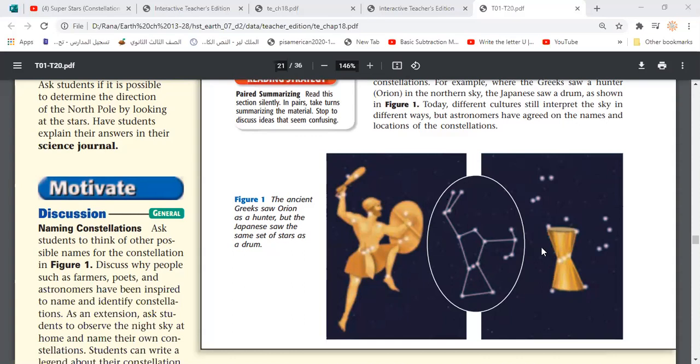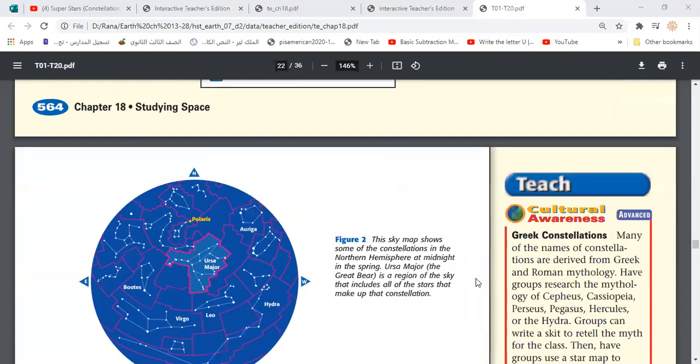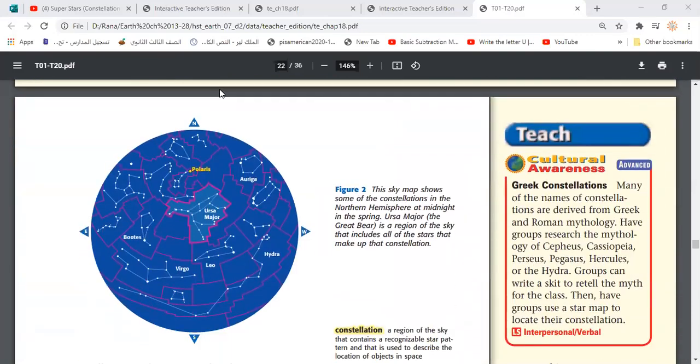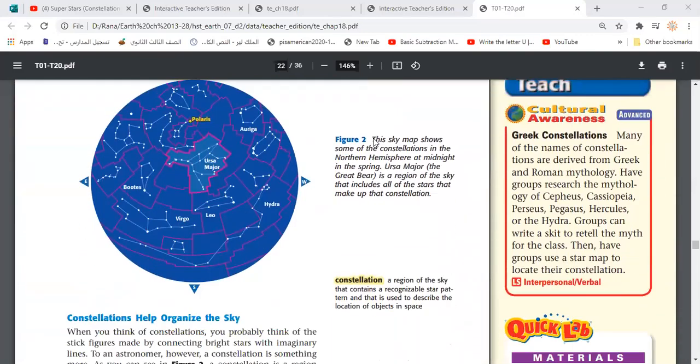So whatever the name of the constellation, it differs from one people to another, but at all times they know their constellation and they know their location. But for scientists, they cannot have different names for the same constellation. So over time, scientists started to group the constellations and give them agreed names, known to all scientists all over the world, which helps scientists in mapping the stars. So let's look at mapping the sky.